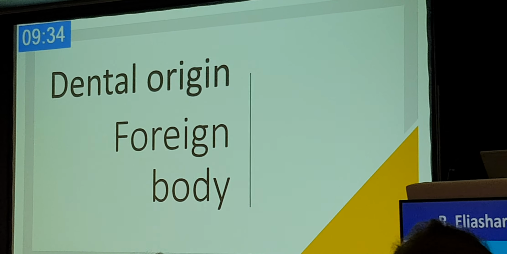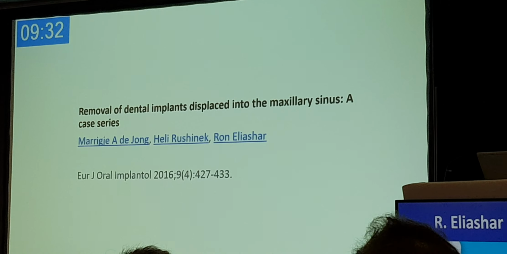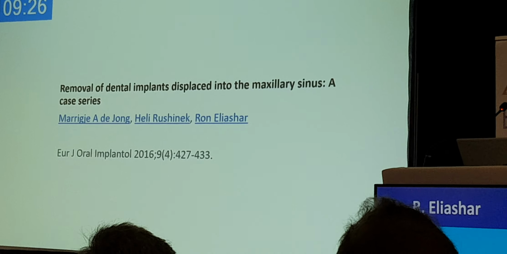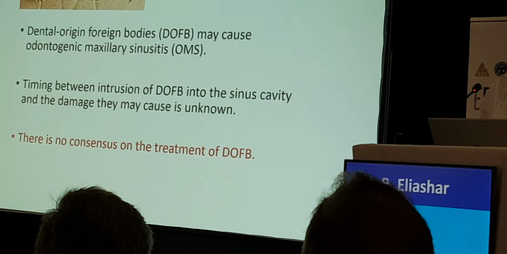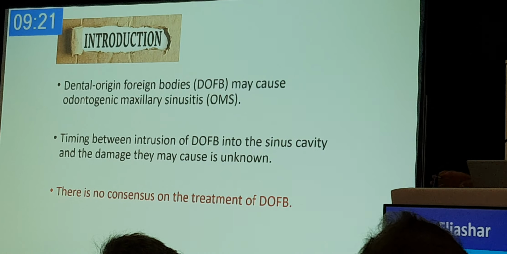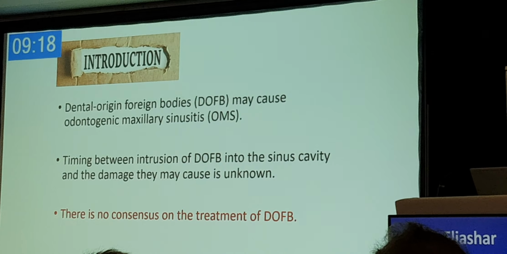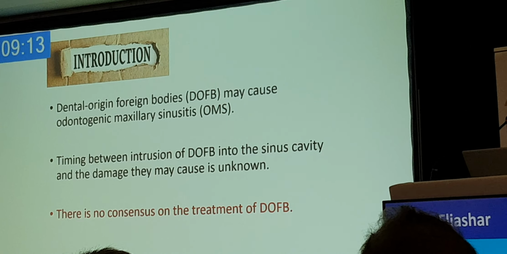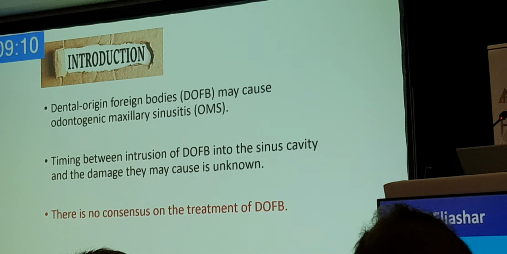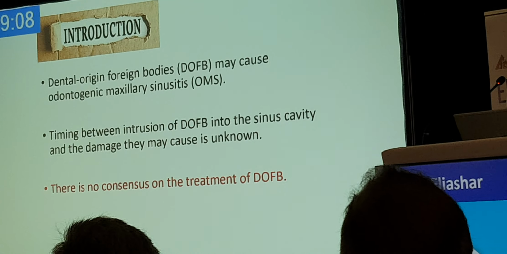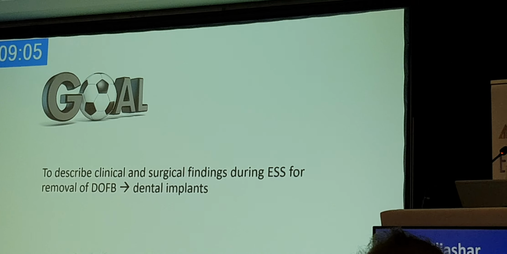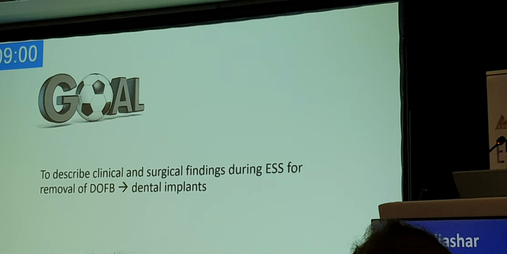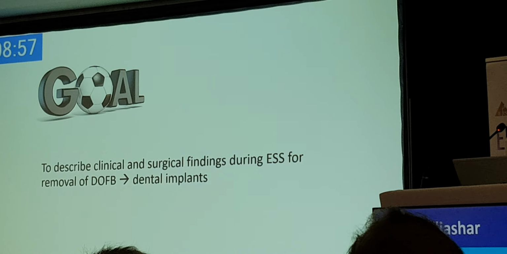So I want just to talk a little bit now about dental origin foreign bodies, and to concentrate on dental implants that were displaced into the maxillary sinus. We did a case series about it. Dental origin foreign bodies may cause odontogenic maxillary sinusitis, and the timing between the intrusion of the bodies into the sinus cavity and the damage that they may cause is unknown. This was the purpose of the study, and there's no consensus on treatment of them, when to remove them and how to remove them. So we wanted to describe the clinical and surgical findings during endoscopic sinus surgery for removal of these cases.